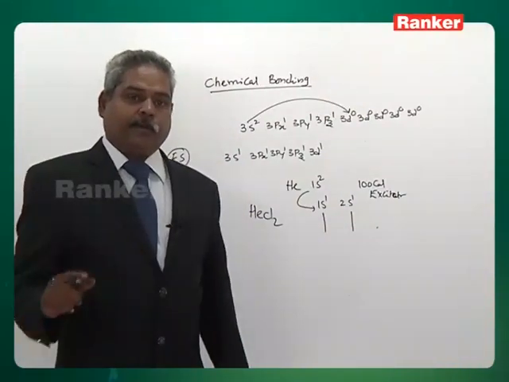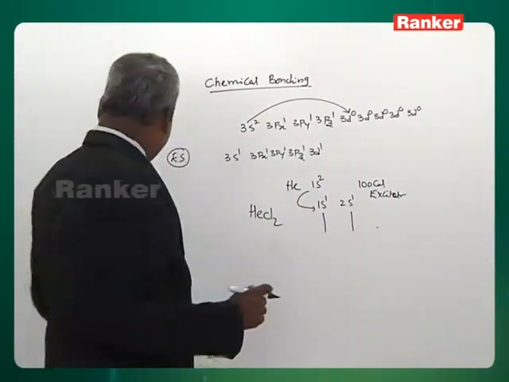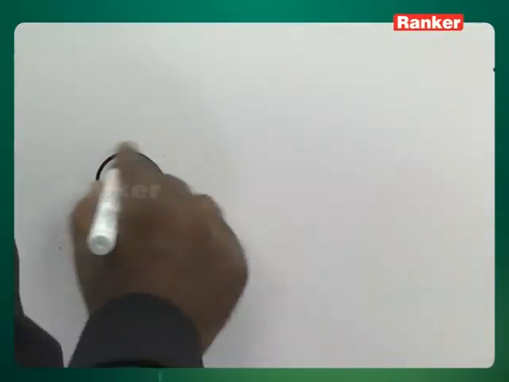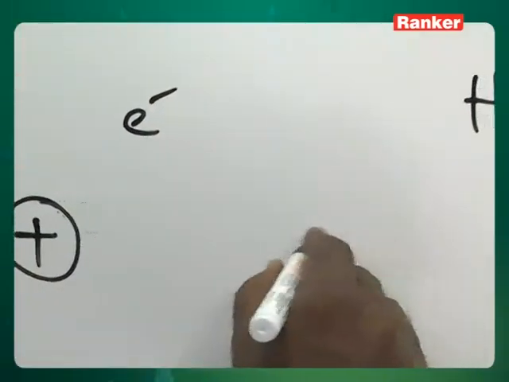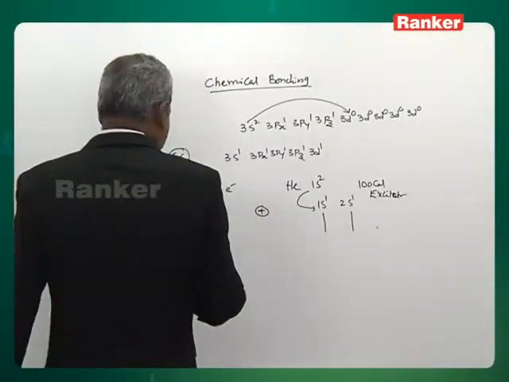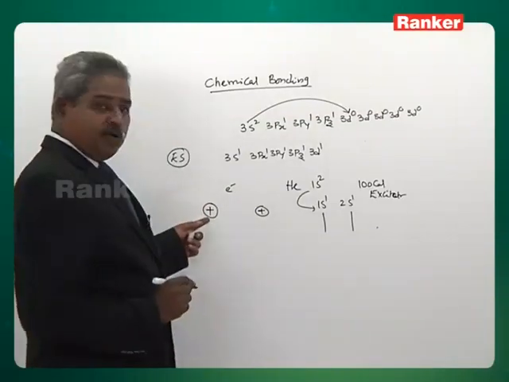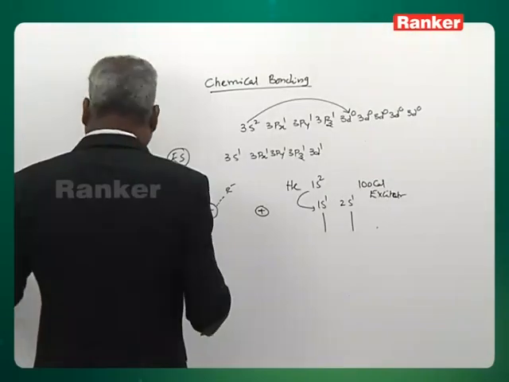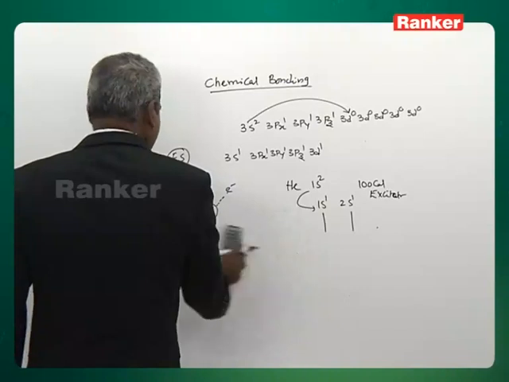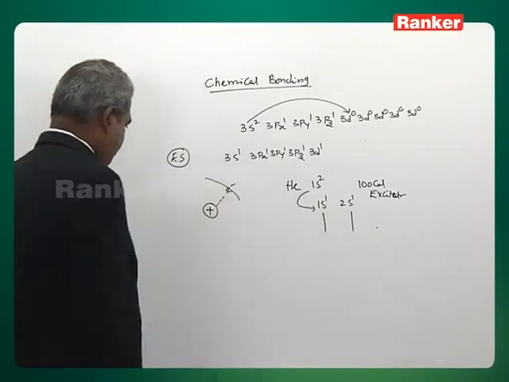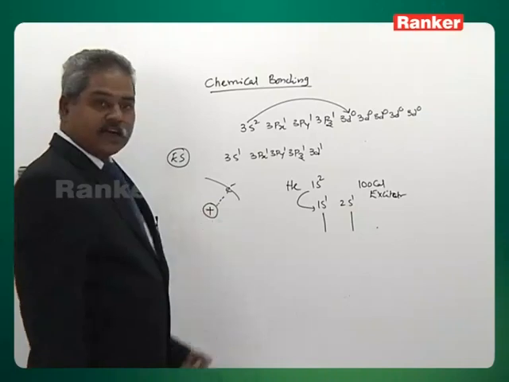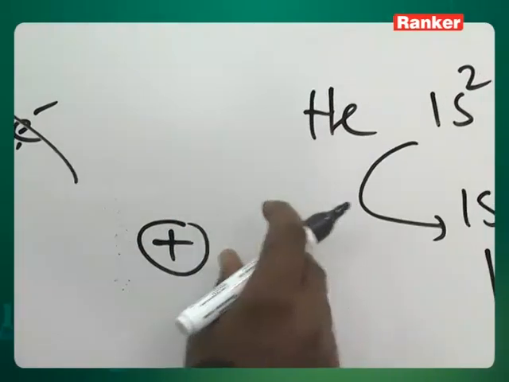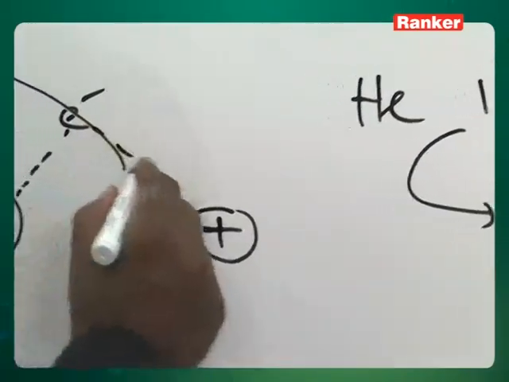Whenever a bond is formed, energy is released. Can you tell me why? When a bond is formed, look here. Here, only one nucleus is attracting the electron in an atom. Here is an atom, only one nucleus is attracting. This is the electron, the orbit of the electron. One nucleus attracting the electron. Suppose another nucleus also happens to come close to this and attracts it also.